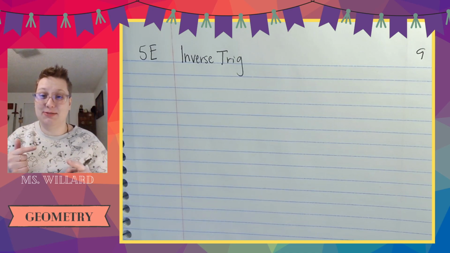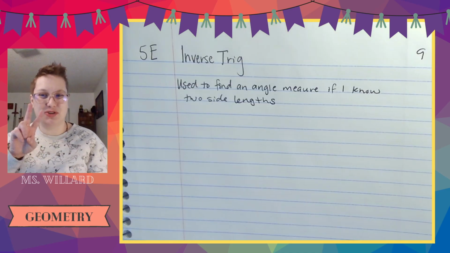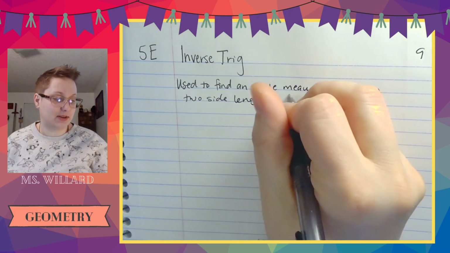So we're going to do inverse trig, which is used to find the angle measures if I know two side lengths. And this only works for right triangles.